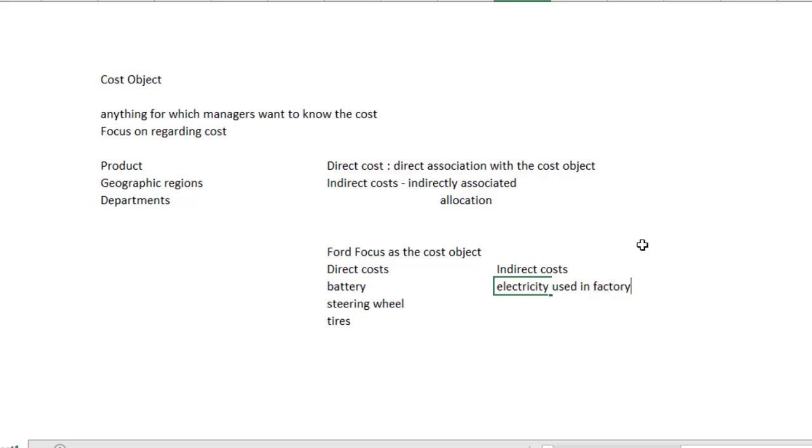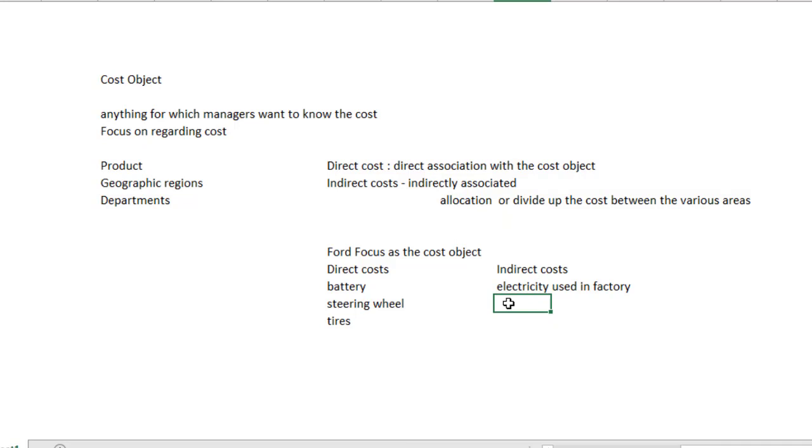So electricity is used in the whole factory, not just to build the Ford Focus, but to build the Ford Focus and the F-150 and the other cars too. So that means that needs to be allocated. We need to take some of that cost and put it towards the Ford Focus. By allocation, that means we have to divide up between the different areas, in this case the different cars that are being built in the factory.